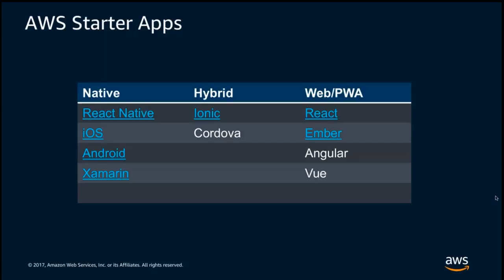And these starter apps can be found directly on GitHub on the AWS and AWS Labs GitHubs, as well as if you go into AWS Mobile Hub, which I'll go through, you can click on these with a one-click deployment and launch these from AWS Mobile Hub as well. And this will set up your entire backend for you.